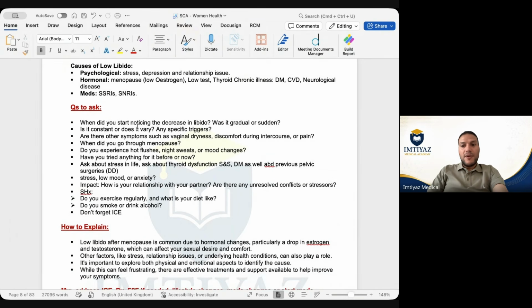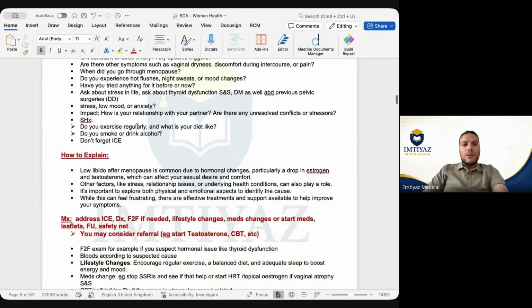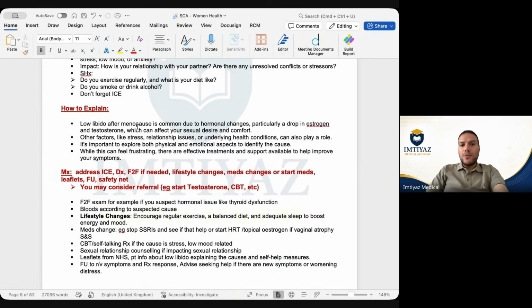Okay, so impact definitely on, as I told you, on her mood, on her relationship, and so on. So how to explain low libido after menopause? It is common due to hormonal changes, especially the drop in estrogen and testosterone, not only estrogen, which can affect your sexual desire and comfort. Other factors like stress, relationship issues, underlying health conditions can play a role, but less likely in your case because you don't have any of this.